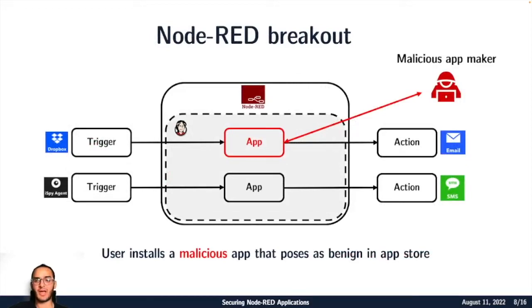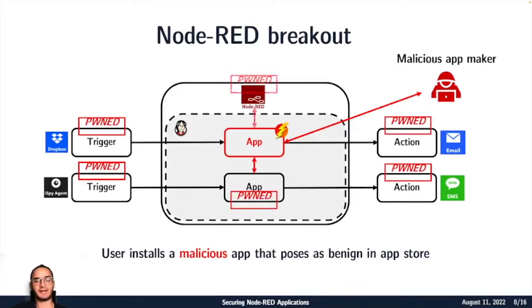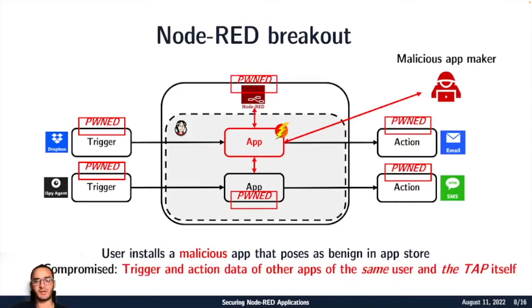Here is a schematic diagram illustrating discovered Node-RED breakouts. A malicious app maker can compromise trigger and action data of other apps of the same user and the TAP itself by just developing a node installed by the victim.